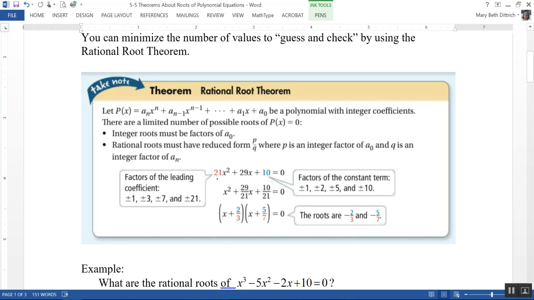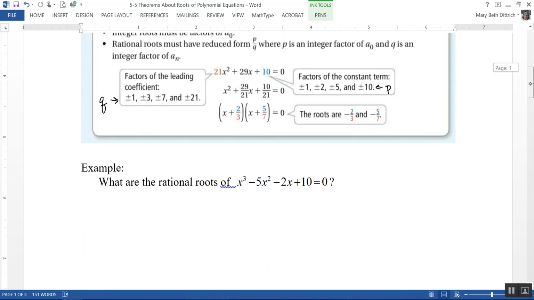So the first term is 21, and 21 actually has factors of plus or minus 1, 3, 7, and 21, and your last term is 10, factors of plus or minus 1, 2, 5, and 10. So all of the possible roots would be all of these numbers here. These would be your p's, right here, over all of your possible q's, which would be these numbers here. And as you can see, that would be a whole lot of numbers. And they actually kind of jump to the answer here. But let's take a look at an example and see how you might approach something like this.